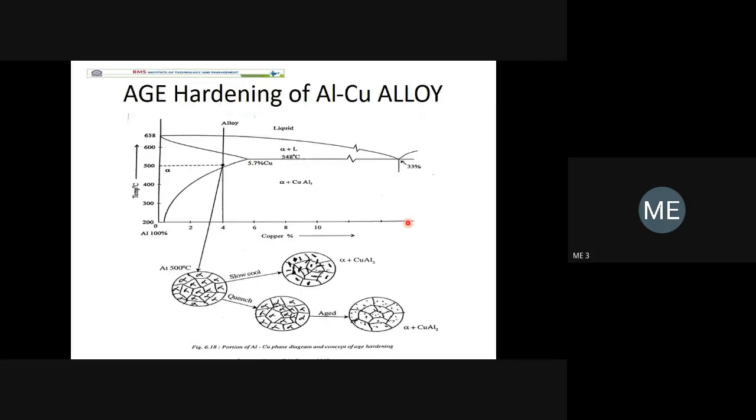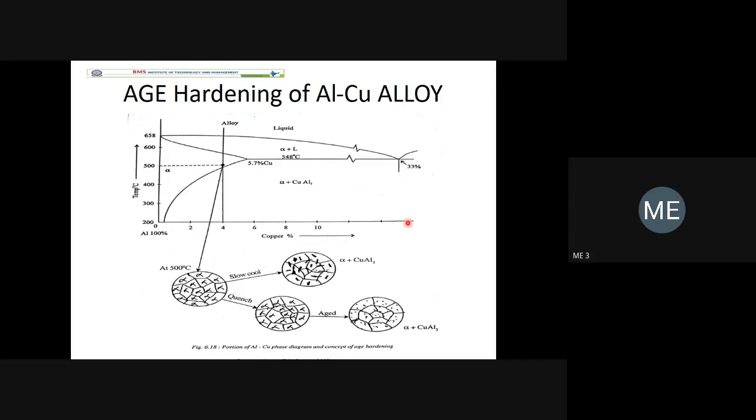Then one more process is referred to as age hardening. What is meant by age? It is happening only in aluminum copper alloy. This development or the research was not intentional. It was unintentional. It happens in aluminum copper alloy with 4% copper, not for all percentages of copper.